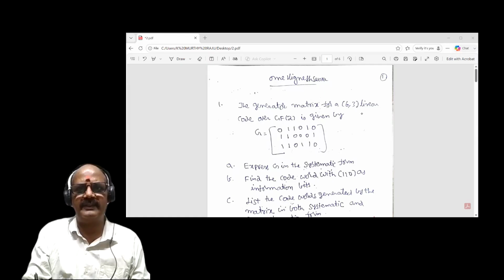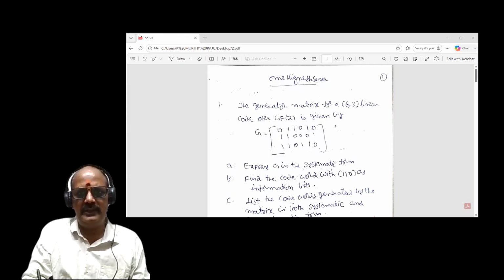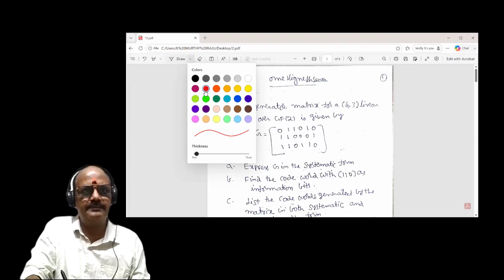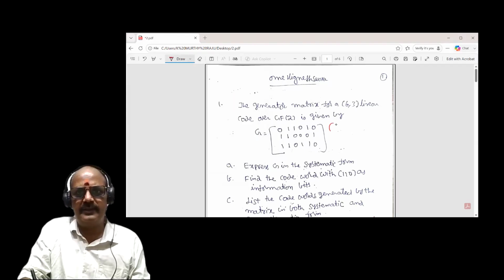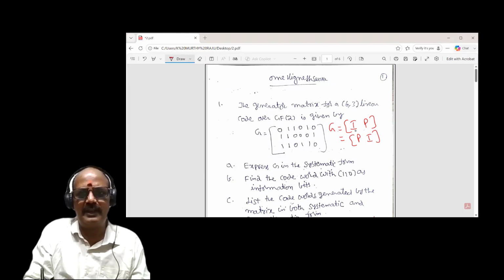The generator matrix for a (6,3) linear block code over GF(2) is given by G like that. The systematic form is G = [I_k | P]. This one generator matrix is entirely different. It is not in these two forms. Therefore, G is called non-systematic.